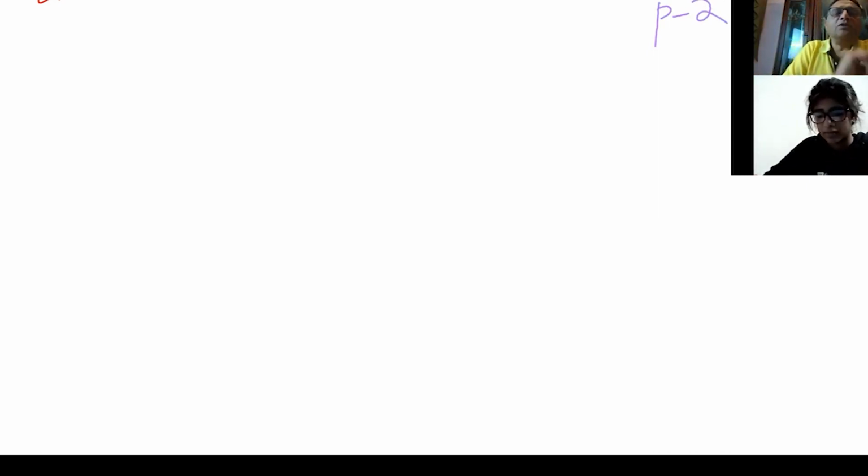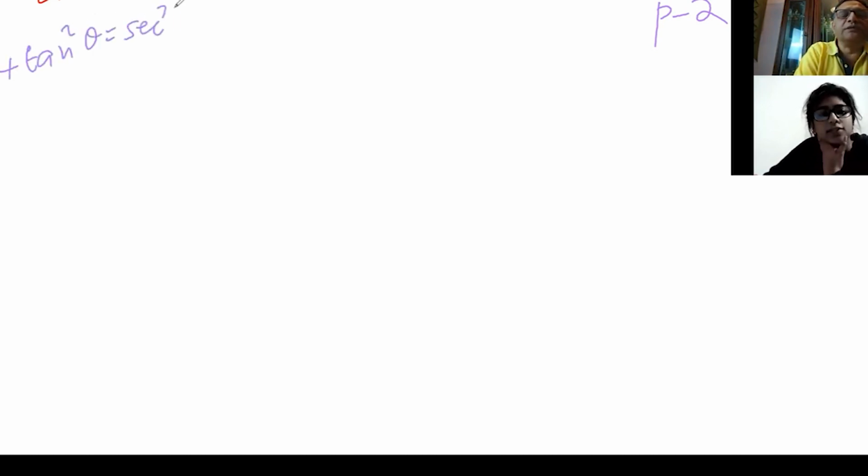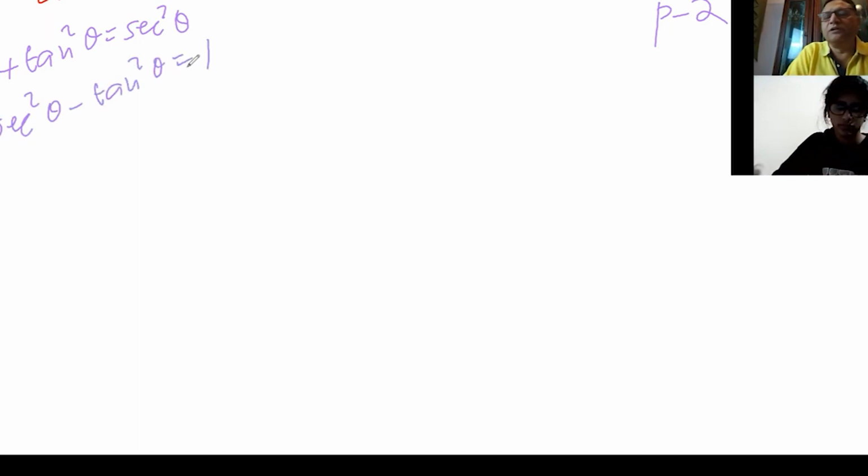So whenever you look at secant and cosecant, you should always be reminded of their Pythagorean trigonometric identity, which is 1 plus tan squared theta equals secant squared theta. So you can always write secant squared theta as 1 plus tan squared theta. Or you could also think of secant squared theta minus tan squared theta as 1, taking tan squared to this side.